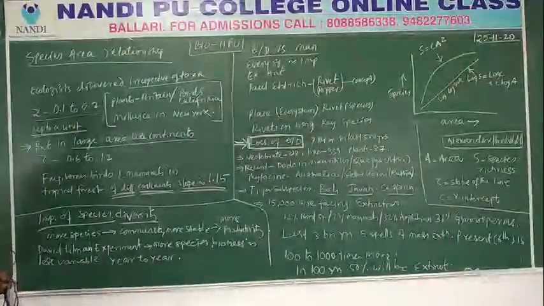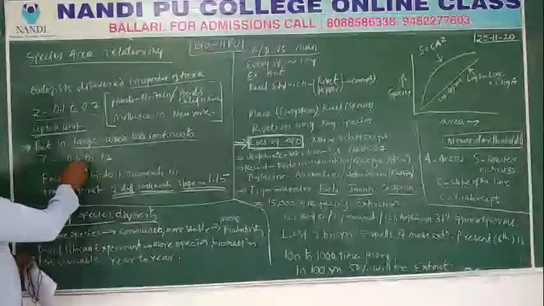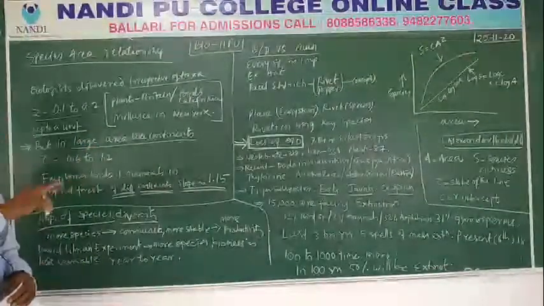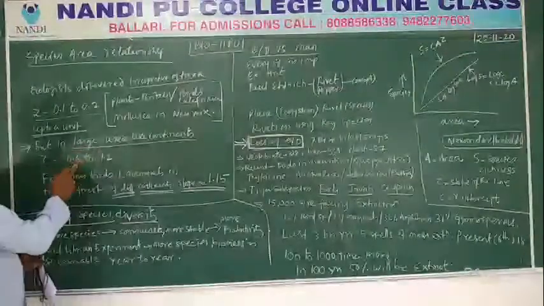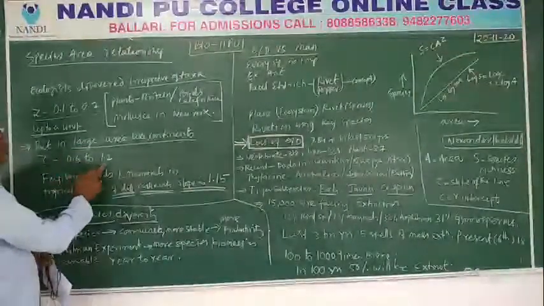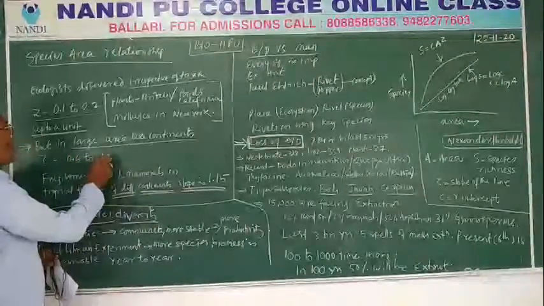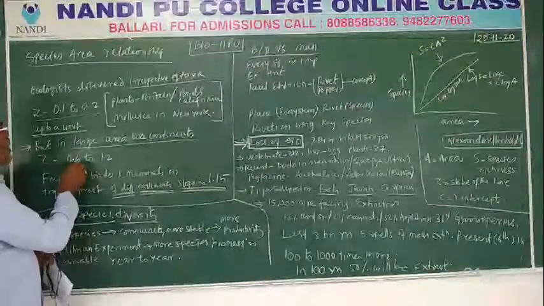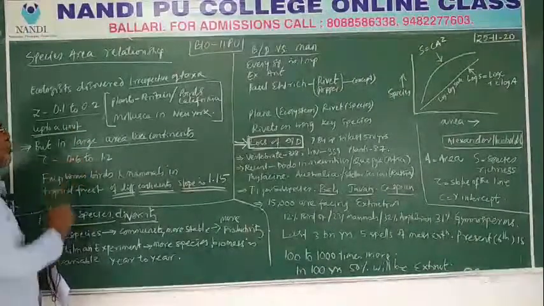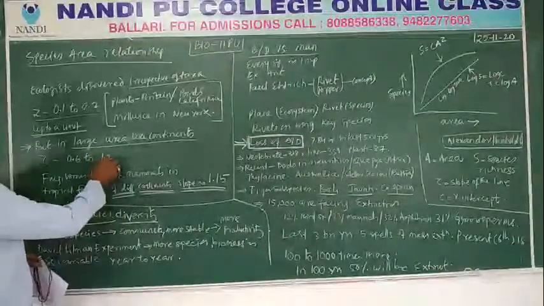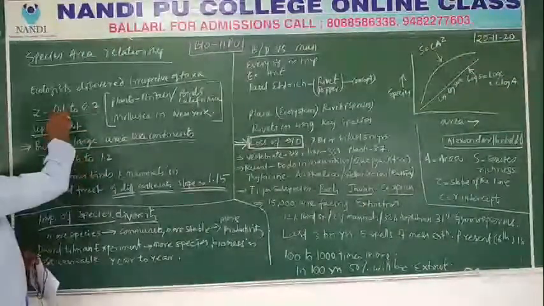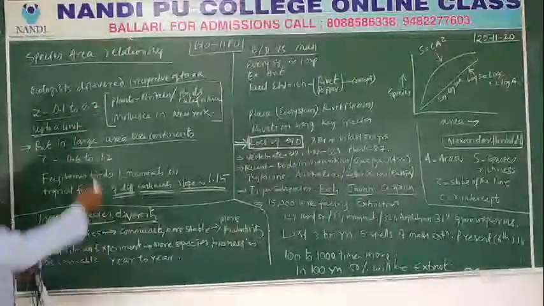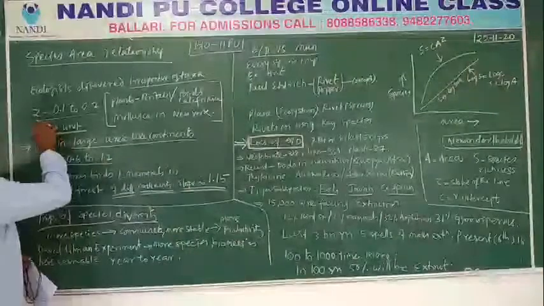Now later on what they saw, when they did the same work in large areas like entire continents, they found that the Z value was increasing. That means the area became much bigger than the previous one. So with bigger area, the value of Z also increased, 0.6 to 1.2. See here, 0.1 to 0.2 was there, but imagine how much it increased. The minimum value became 0.6, the maximum value became 1.2, almost 6 times of that. See it, 0.1 into 6 is 0.6, 0.2 into 6 is 1.2. So it increases 6 times. This value and this value you have to remember.